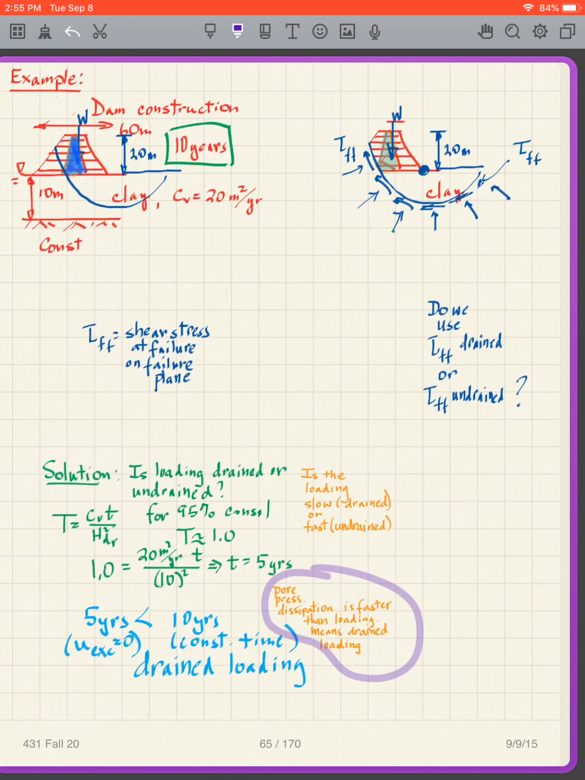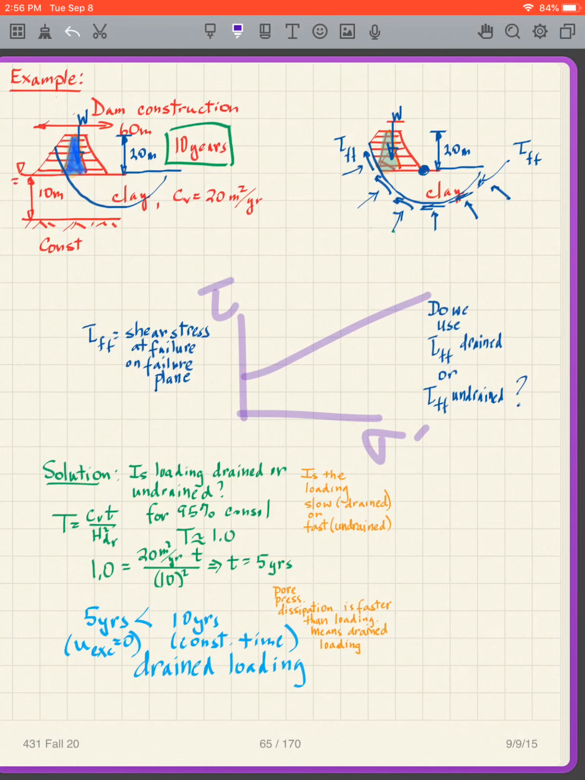I get pore pressure dissipation in 5 years, my loading is 10 years. That means that I have drained loading for this. So I have drained loading, I use drained strengths. So these tau FFs, what am I interested in? I'm interested in the drained strengths of these along this failure plane. And what are the drained strengths? Well, you need to remember I have sigma prime, I have tau, and then I use that failure envelope there, where that is C prime, and that is phi prime.